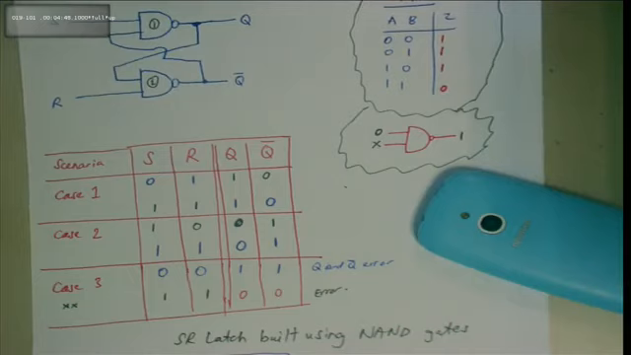If this is a 1, this is giving a 0. We just worked it out. Let's now trace it back. This 0 goes back here. This 0 goes back there.